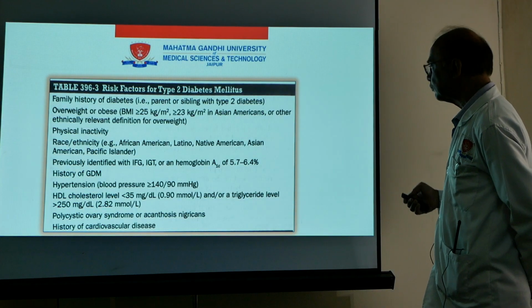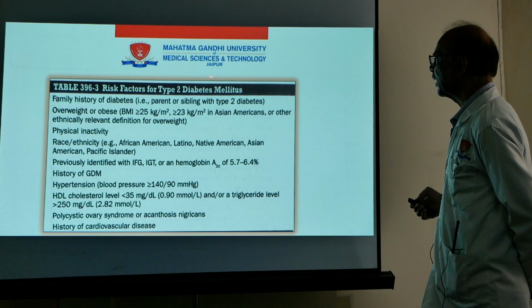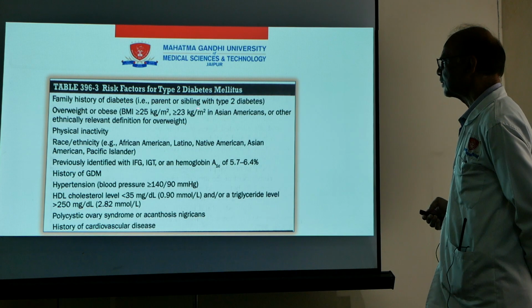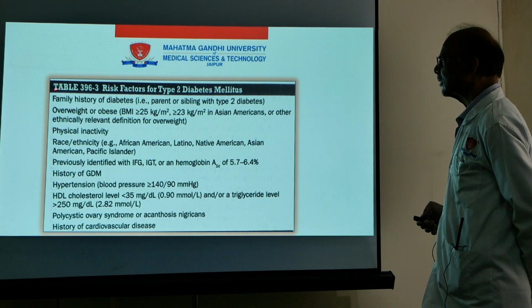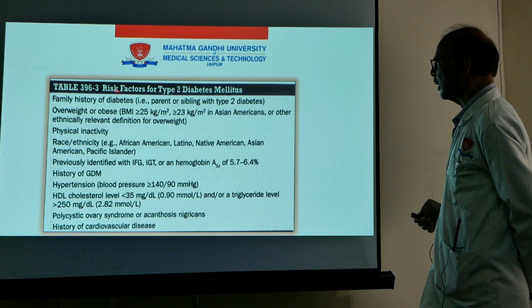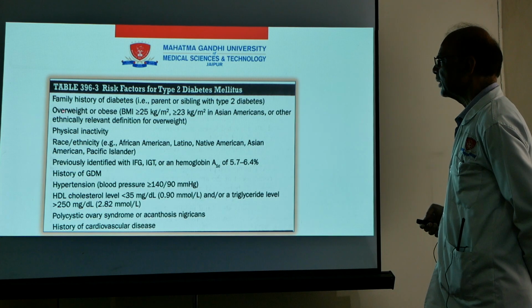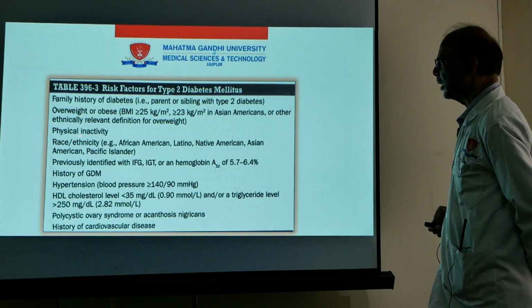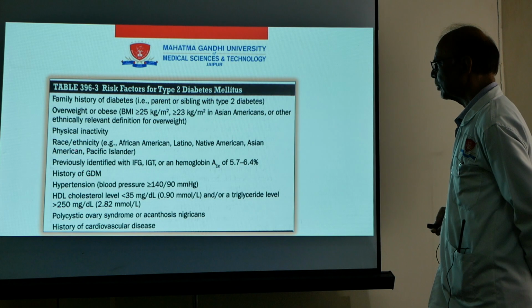So risk factors for the development of type 2 diabetes mellitus. Which risk factors will we go through? If there is a family history of diabetes, parents or siblings being type 2 diabetic, then chances are very high that other kids or siblings will develop type 2 diabetes. If the patient is overweight or obese and BMI is more than 25 kg per meter square, if there is physical inactivity due to their habits or profession, race and ethnicity play a great role. So African Americans will have diabetes mellitus more often.